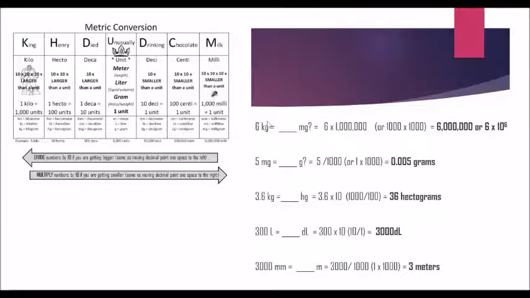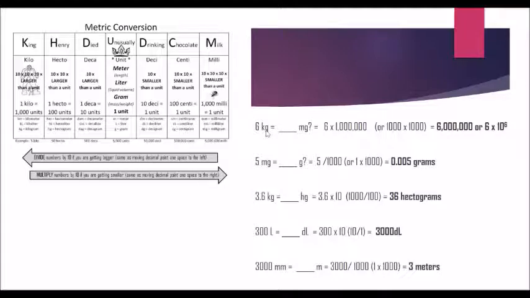So I have 6 kilograms. I'm always going to start on the chart with the given unit, with this other unit as my goal. So 6 kilograms, I'm going to come over here and see it takes me 1, 2, 3, 4, 5, 6 hops. So that means I'm going to end up adding 6 zeros to get it to be in grams.